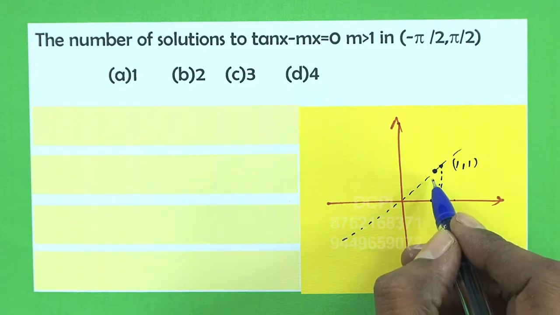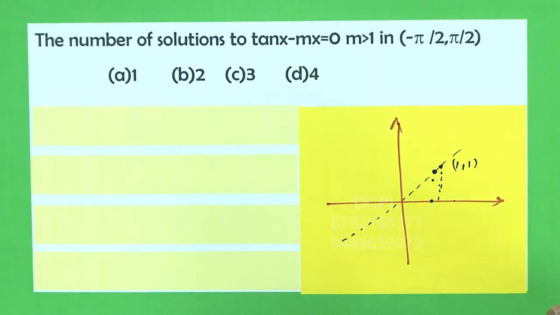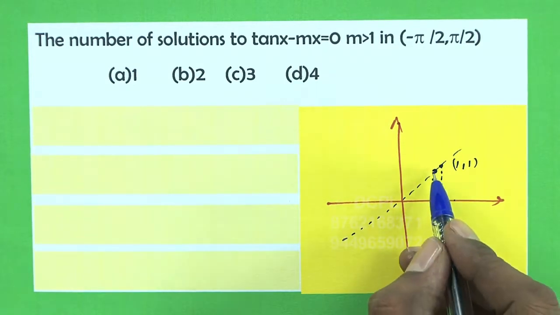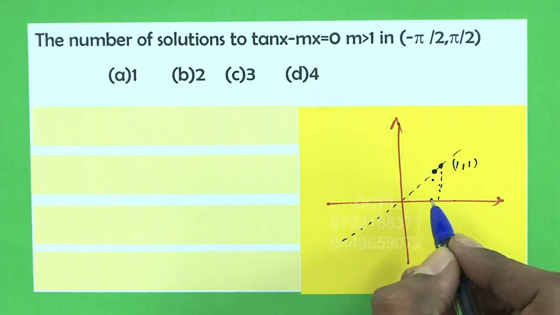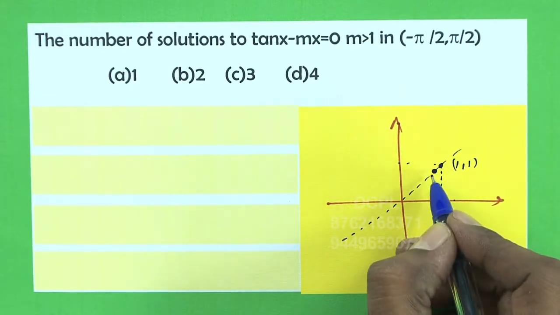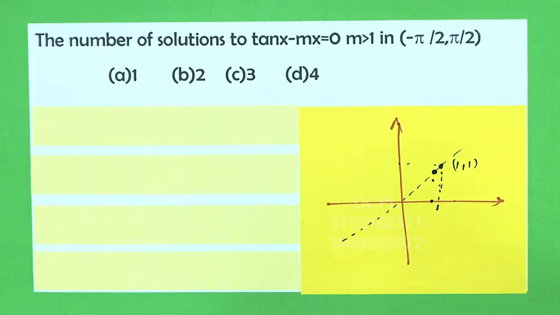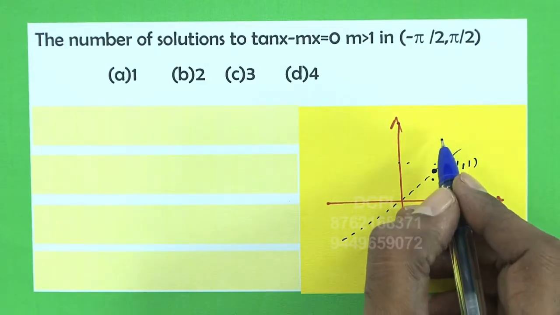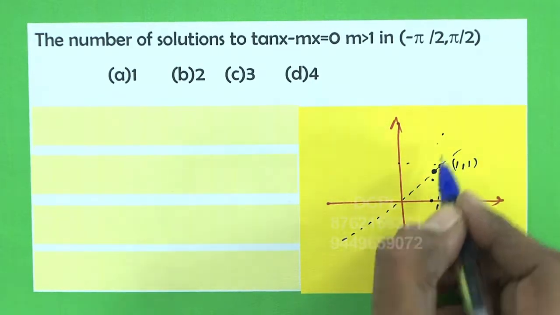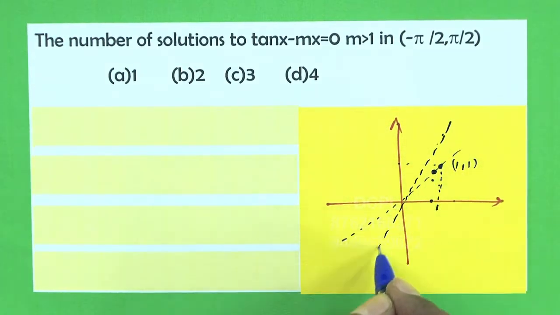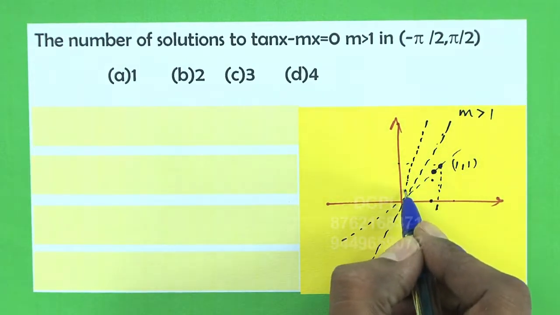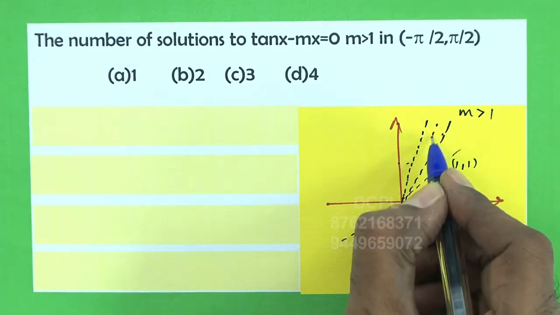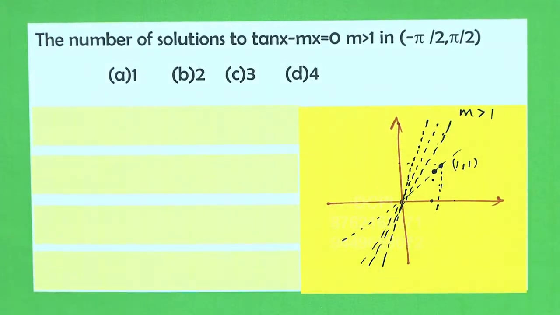Pi by 4 comes here. No, this is not pi by 4. Pi by 4 is here. Do you agree with me? Pi by 4, pi by 4. I repeat this. This is 1, 1. This is 1, this is 1, this is pi by 4, pi by 4. m greater than 1 means you will get a line like this. This is another line where m is greater than 1. You will get a family of lines for m greater than 1. So, that you should know, dear students.